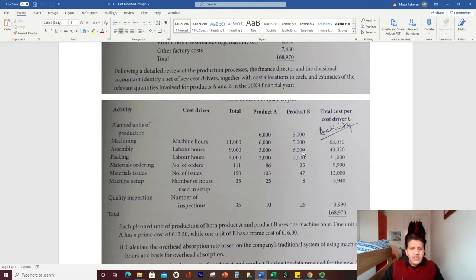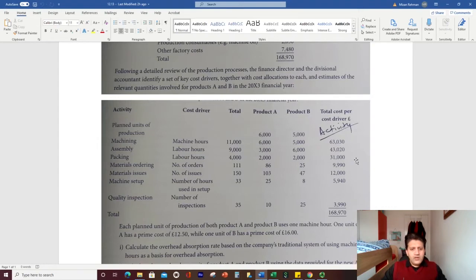Then we have assembly, where labor hour is the main feature. Total 9,000 labor hours were used: 3,000 were used for A and 6,000 were used for B. Packing, again, is labor based, which is 4,000 in total, 2,000 for A and 2,000 for B. The total cost for the packing is 31,000.